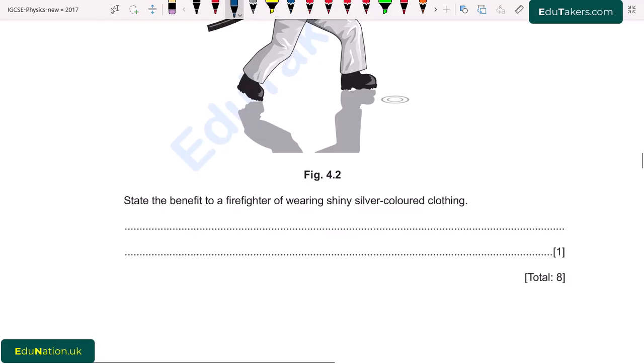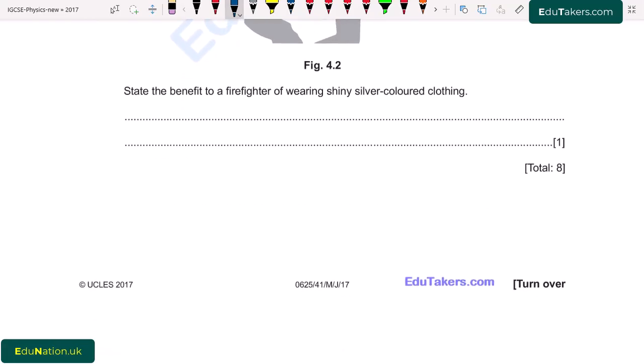I write here: shiny silver color is a better reflector. So it keeps the firefighter cooler.